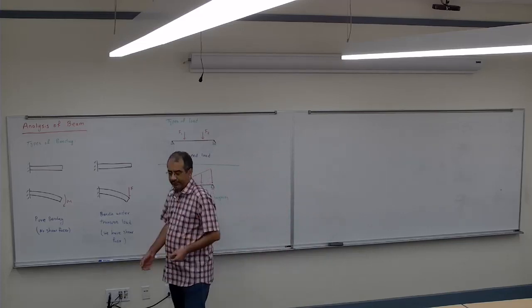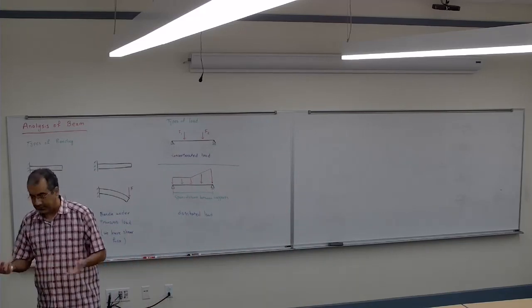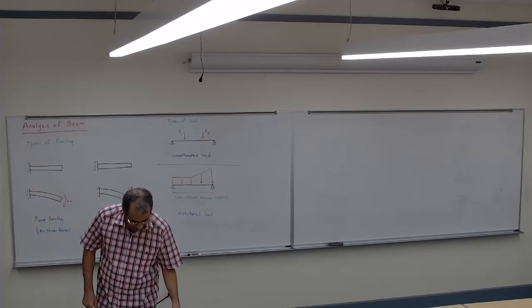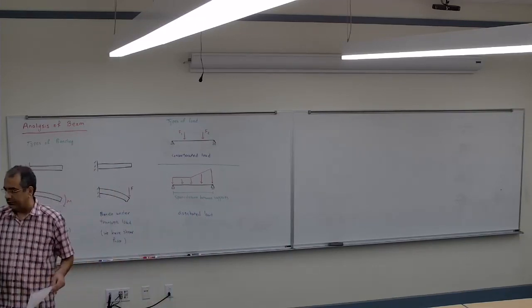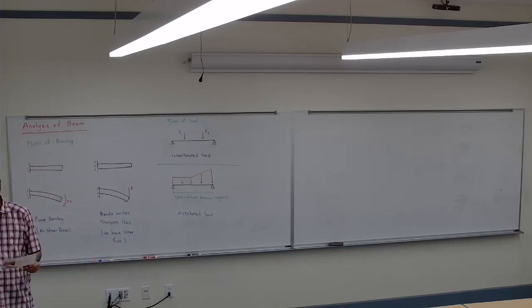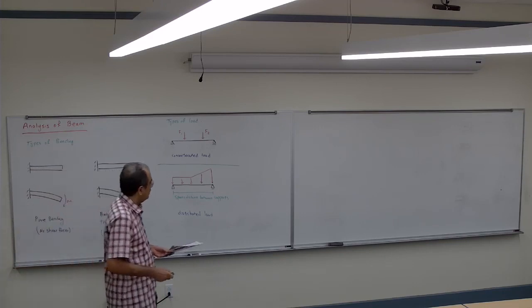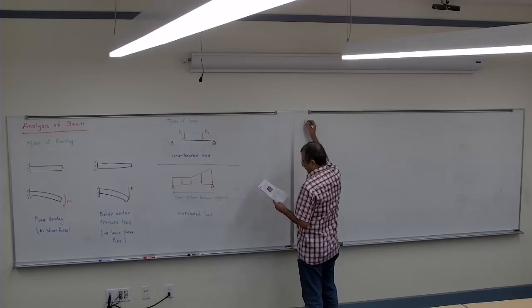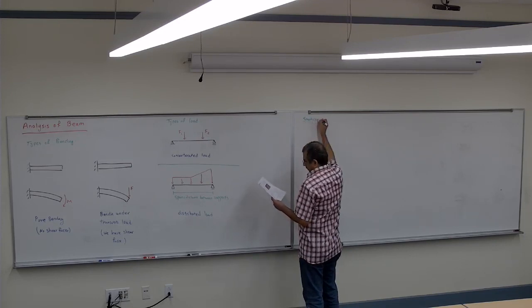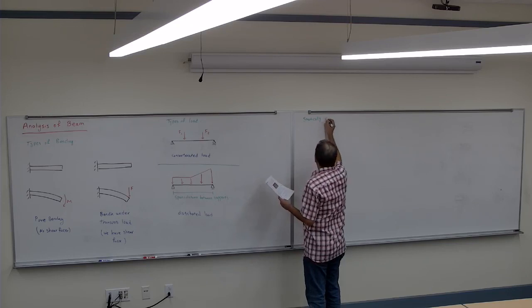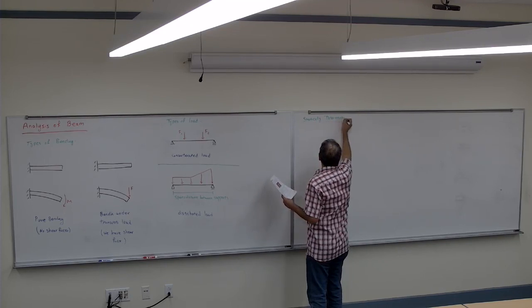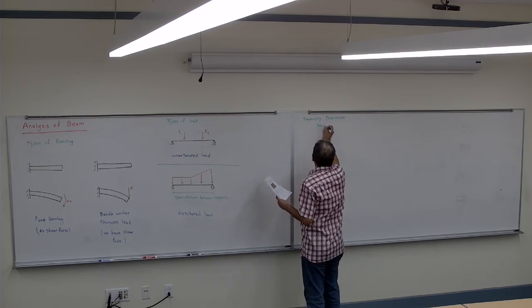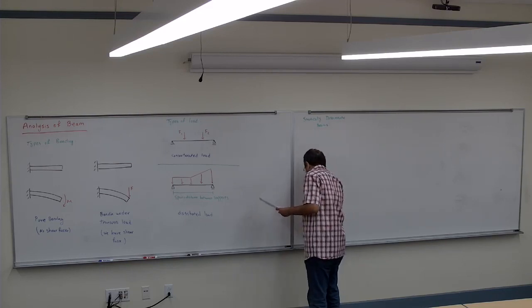So the next thing we want to look at is the statically determinate beams. The book shows 3 cases. It's not going to be limited to these 3 cases, but just as an example, 3 cases. I said the book gives the 3 examples.